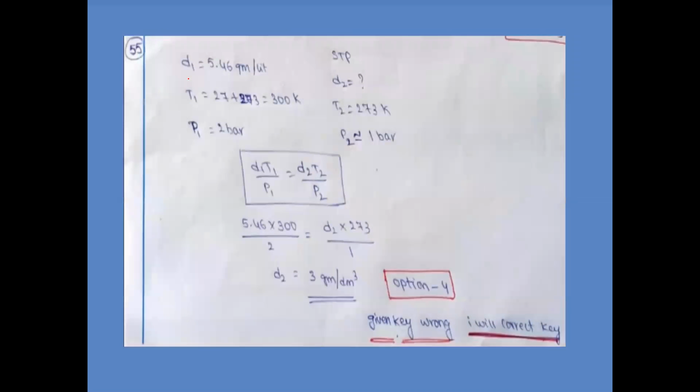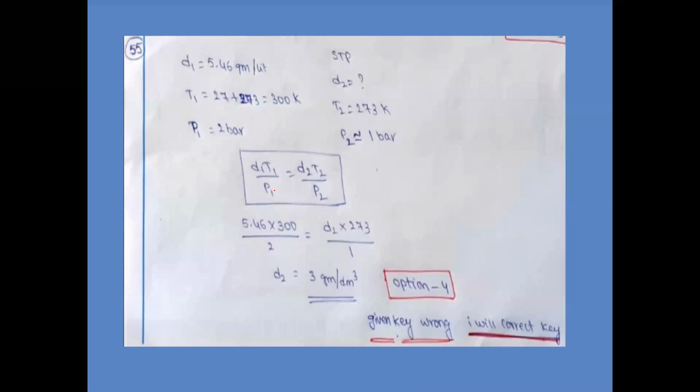Now take it here. D1 initially given is 5.46 gram per liter. T1 given 27 degrees Celsius means 300 Kelvin. P1 initial pressure given 2 bar. Next STP conditions. D2 we have to get at STP, T2 of STP conditions is 273 and P2 approximately 1 bar you take.